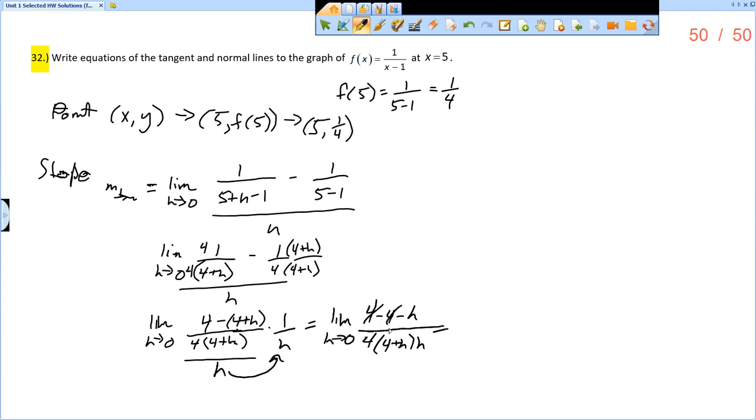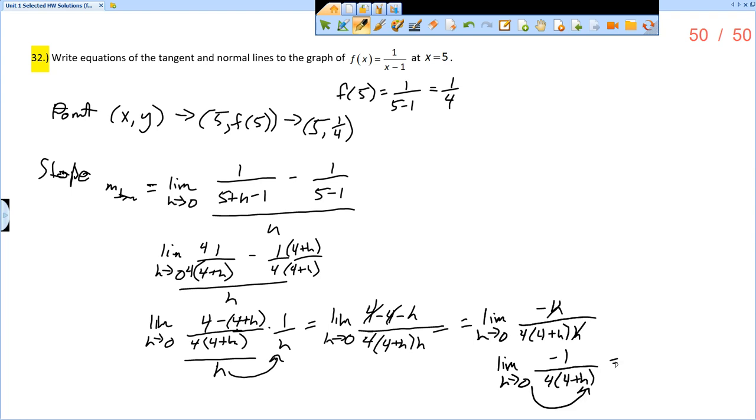Now 4 minus 4 obviously goes away. I'm left with negative h. Don't forget about the limit as h approaches 0. So I have negative h over 4 times 4 plus h times h. Of course, h reduces, and I'm left with a negative 1 in the numerator. So now I have the limit as h approaches 0 of negative 1 over 4 times 4 plus h. Now I plug 0 in for h, and I'm left with negative 1 over 4 times 4, or negative 1/16. That is my slope.